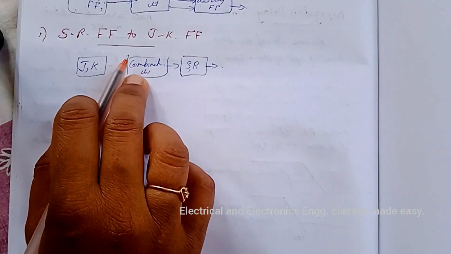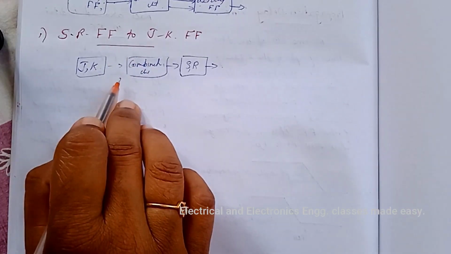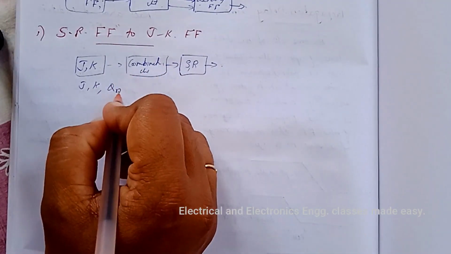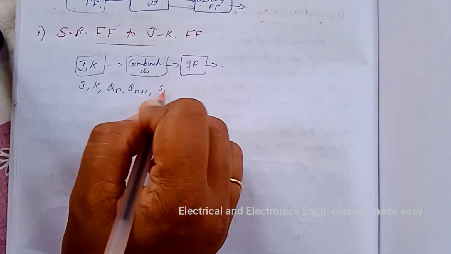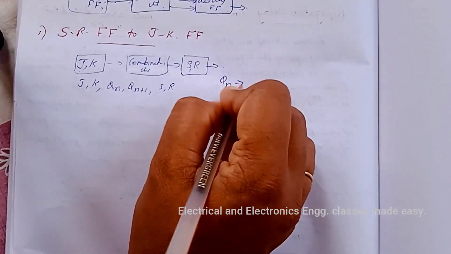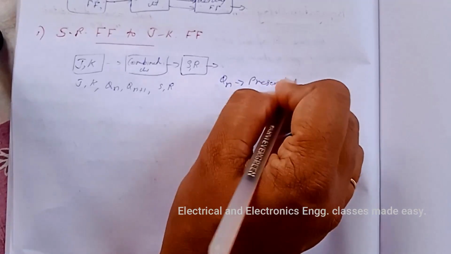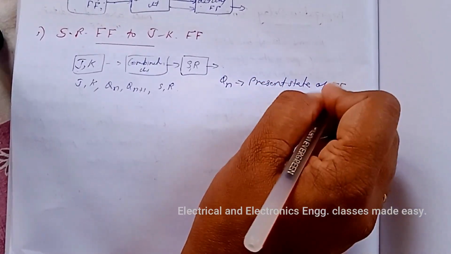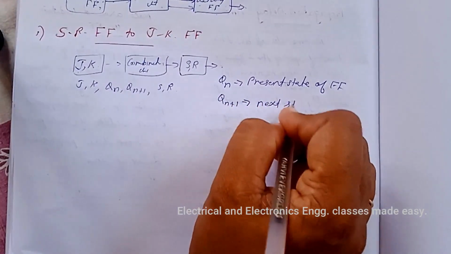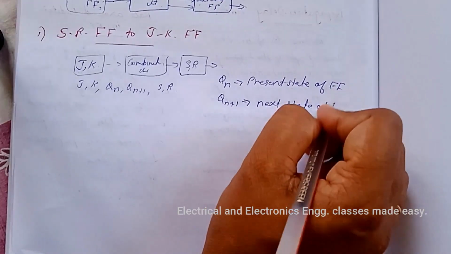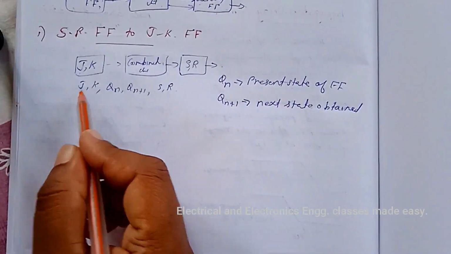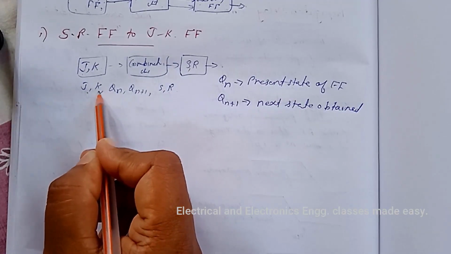For that we will write a truth table with J, K, then QN, Qn plus 1, and S, R, where QN is the present state of the flip-flop and Qn plus 1 is the next state obtained when the particular inputs J and K are applied.